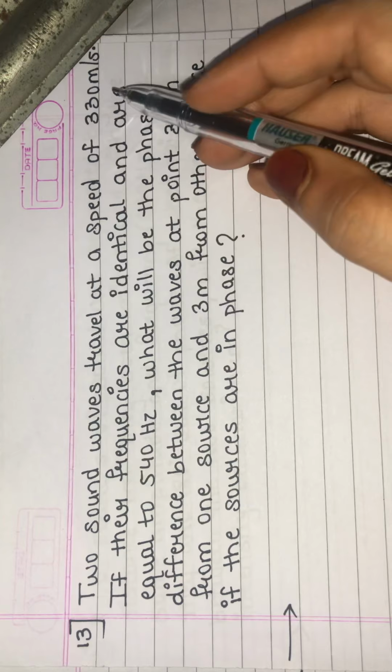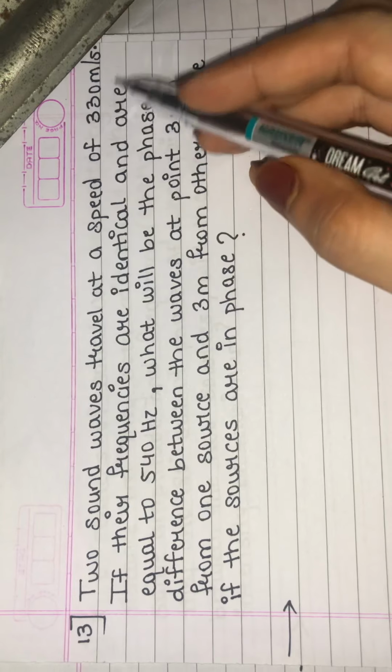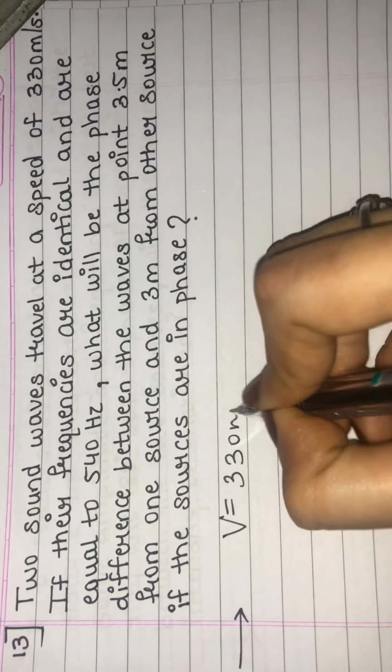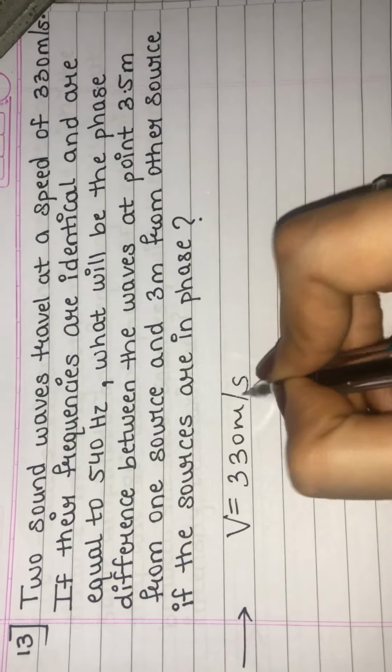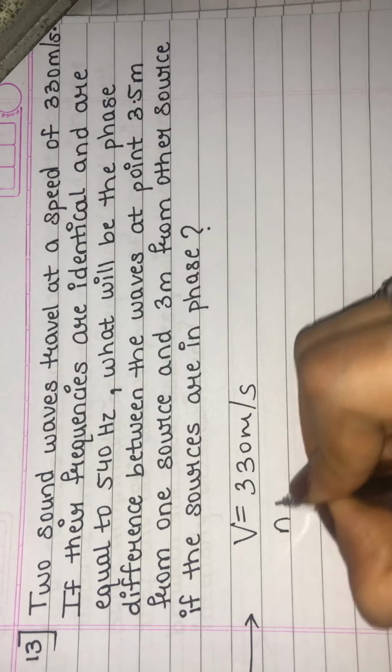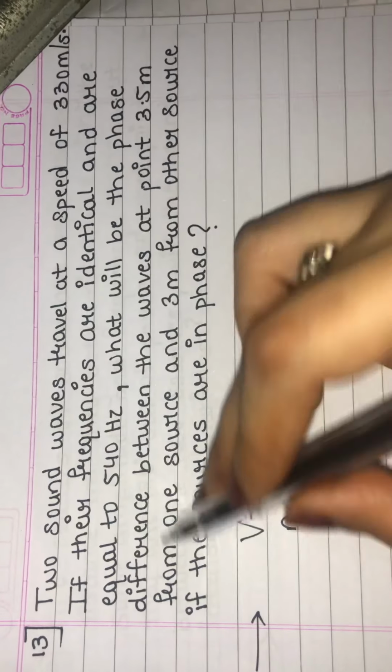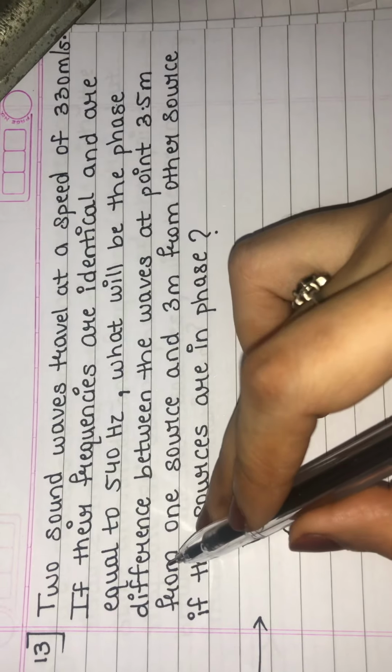Okay, starting with numerical number 13, unsolved. Two sound waves travel at a speed of 330 meter per second. If their frequencies are identical and are equal to 540 hertz, both the waves have the same frequency, that is 540 hertz. What will be the phase difference between the waves at a point?